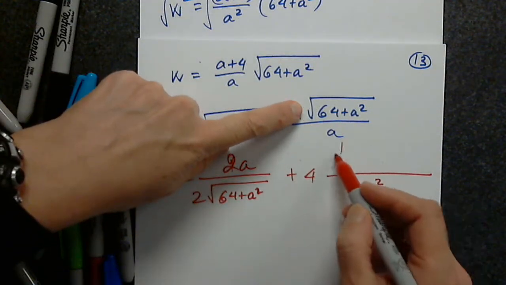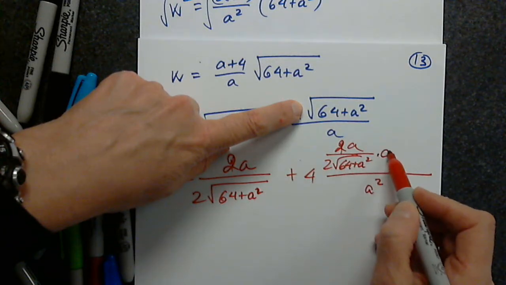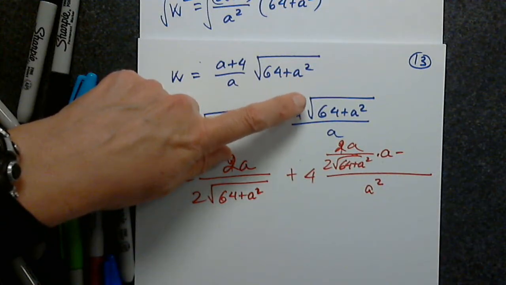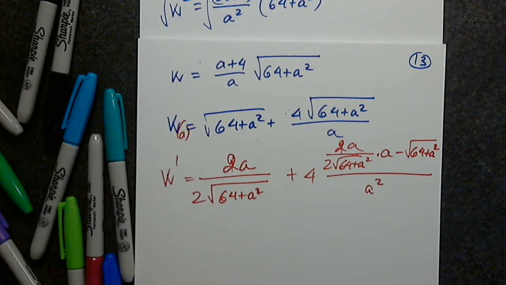Okay, the top prime, 1 over 2 the square root of 64 plus a squared times 2a times the denominator, minus the square root of 64 plus a squared. We are getting there, but we're kind of inching our way. It's a lot of work. So let me see if this is clear. I have the square root to differentiate, so 1 over 2 the square root times the inner function prime. The 4 is outside, but I have a ratio of the square root over a. So the top prime is this times the denominator minus that times the denominator prime, which is 1 over a squared.